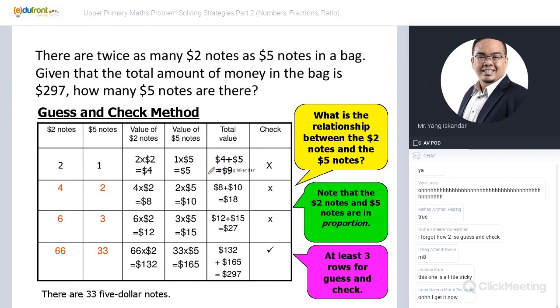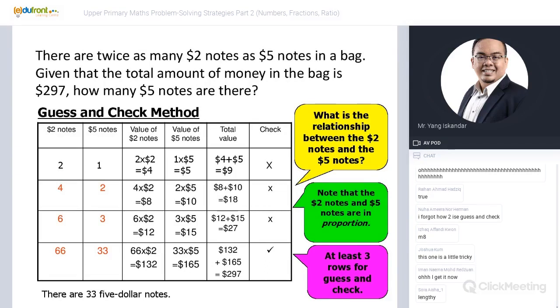So what's the problem with this guess and check method? Anyone can tell me? Very lengthy, very good, very tedious. I've seen students spend 15 minutes on a 2-mark question using guess and check and cover the entire paper. And the worst part is that at the end of it, they still get the answer wrong. So there's a problem there.